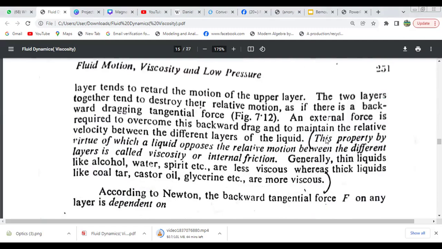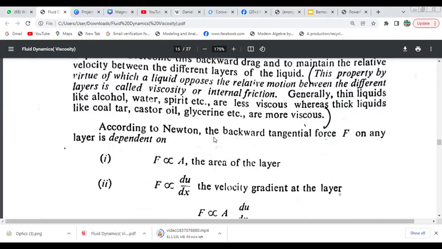By virtue of this property, the liquid opposes the relative motion between the different layers; this is called viscosity or internal friction. Generally, thin liquids like alcohol, water, spirit, etc. are less viscous, whereas thick liquids like coal tar, castor oil, glycerin, etc. are more viscous. So according to Newton's law of viscosity, the backward tangential force F on any layer is dependent on two things.